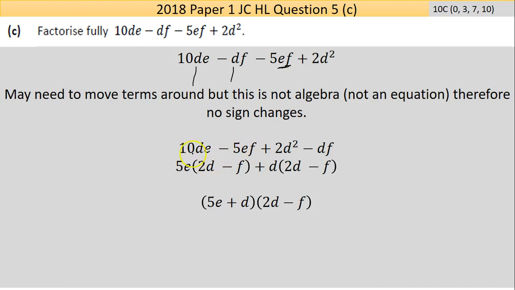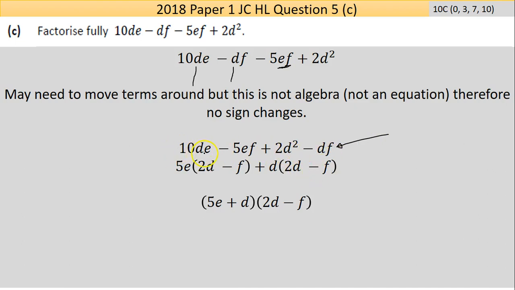So you'll notice no signs have changed, and I put the DE term there with the EF term. They have a common factor of E. That means you've got the D squared term and the DF term together. They have a common factor of D. So that's generally the trick you need to do with honours. Okay. Now not always. So you can't just do it and then hope that's going to work.